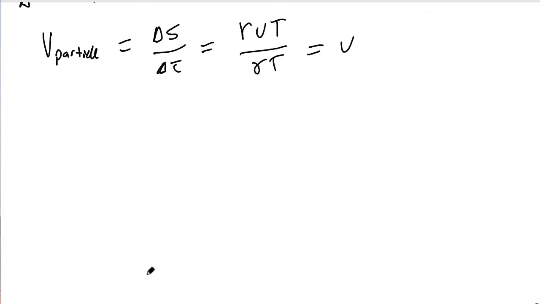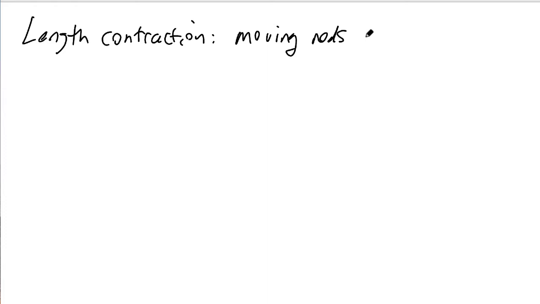Now let's take a look at length contraction. This is the well-known result from special relativity that moving rods are shorter than they are if they're not moving. All right, so let's consider a rod moving with speed v.